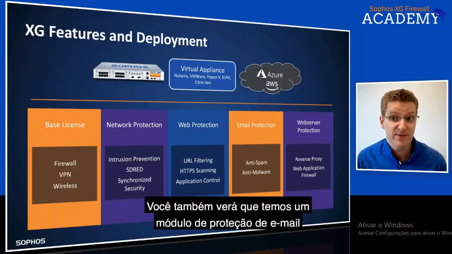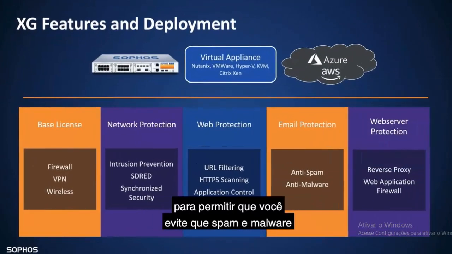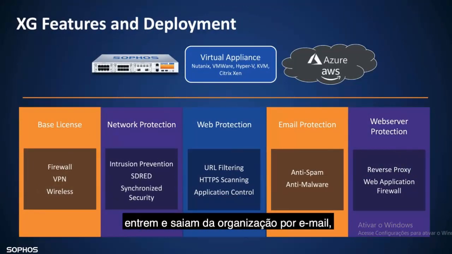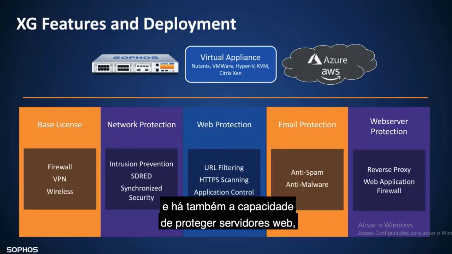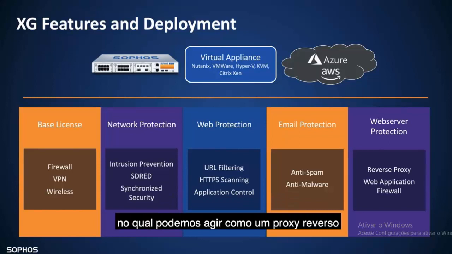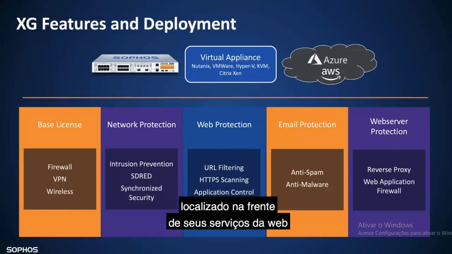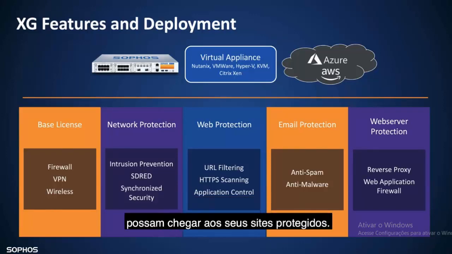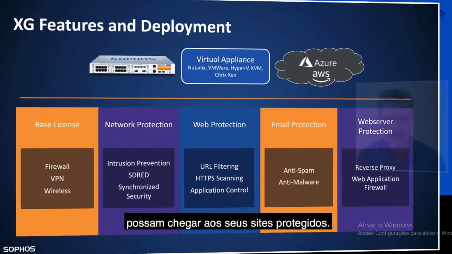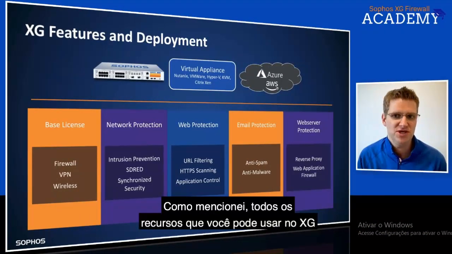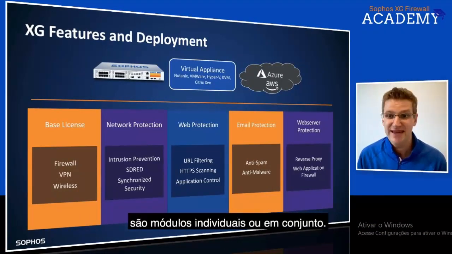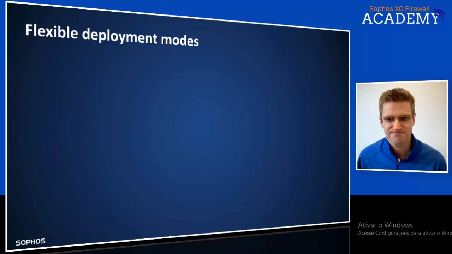You'll also see we have an email protection module as well to allow you to prevent spam and malware coming in and out of the organization via email, and also the ability to protect web servers on the right-hand side there with our web server protection module, where we can act as a reverse proxy sitting in front of your web services to make sure that only legitimate and sanitized connections can get through to your protected websites. So as mentioned, they're all features that you can use on the XG, either individual modules or all together.